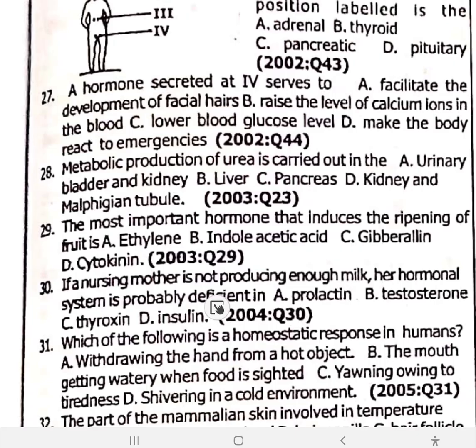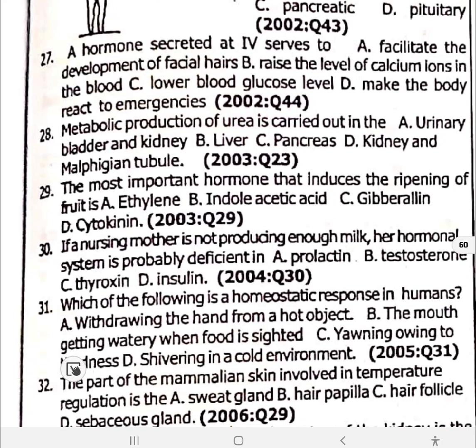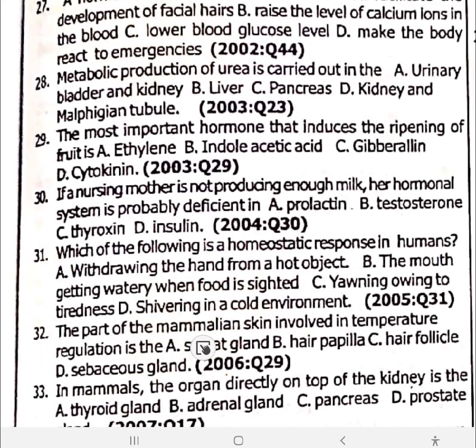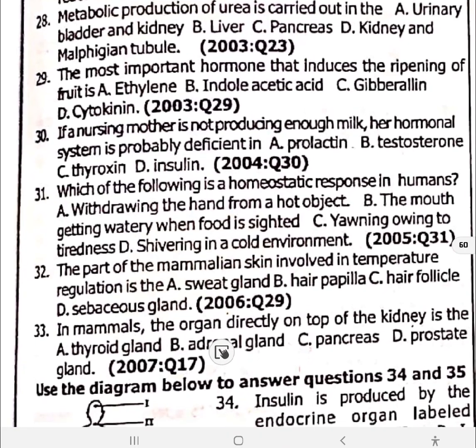Prolactin. Do not forget. 31. Which of the following is a homeostatic response in humans? Shivering in cold weather. When there's cold and they shiver, that is a homeostatic response. 32. The part of the mammalian skin involved in temperature regulation is the sweat gland. And how does this happen? When there's heat, the sweat gland releases water, and there will be evaporation from your skin surface, and once the evaporation happens, you will experience cooling.